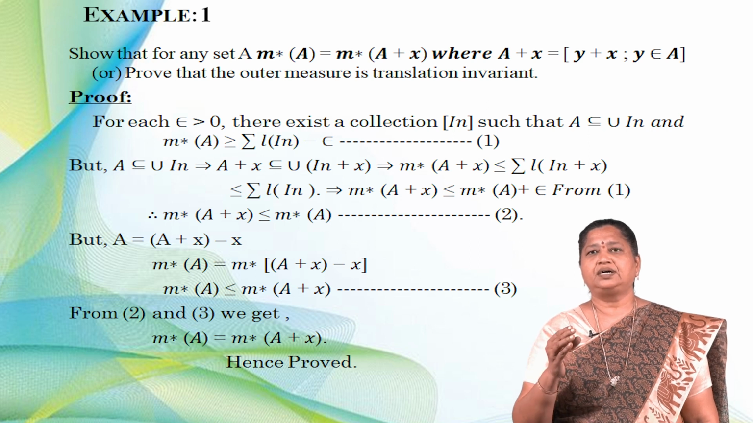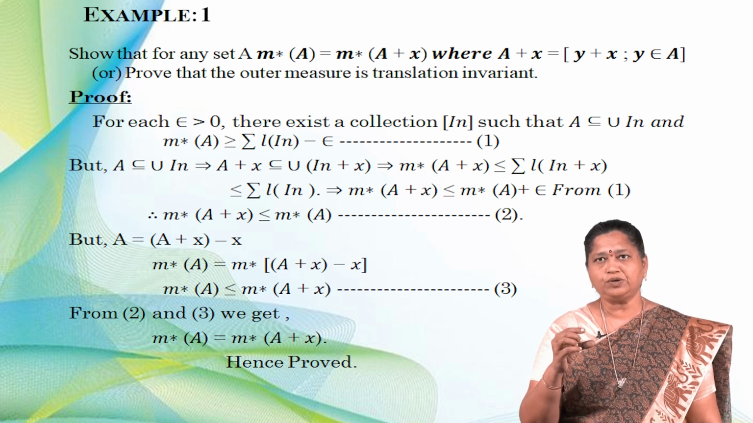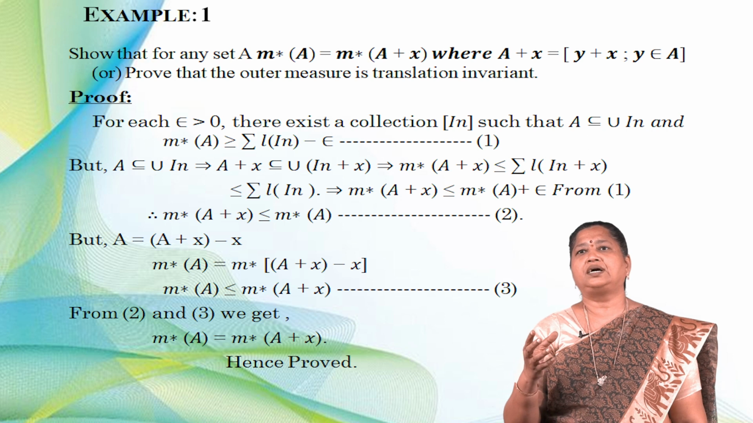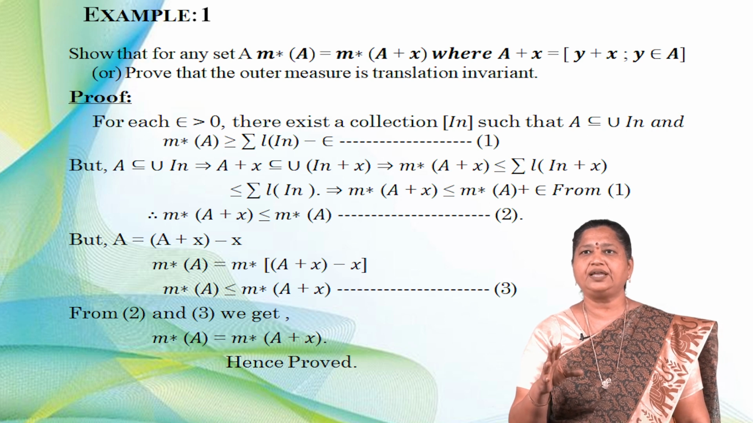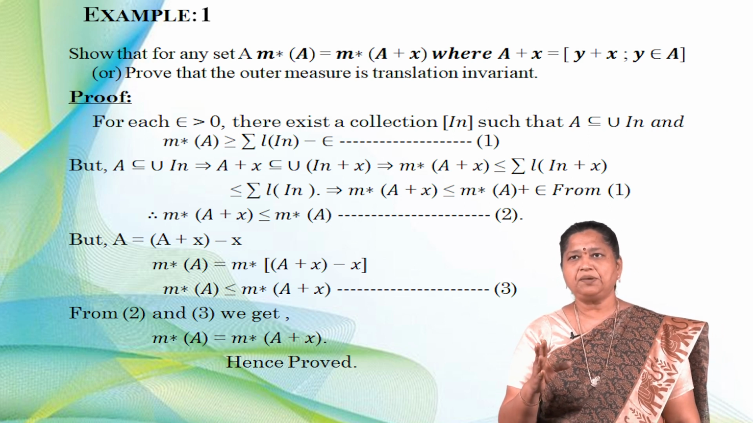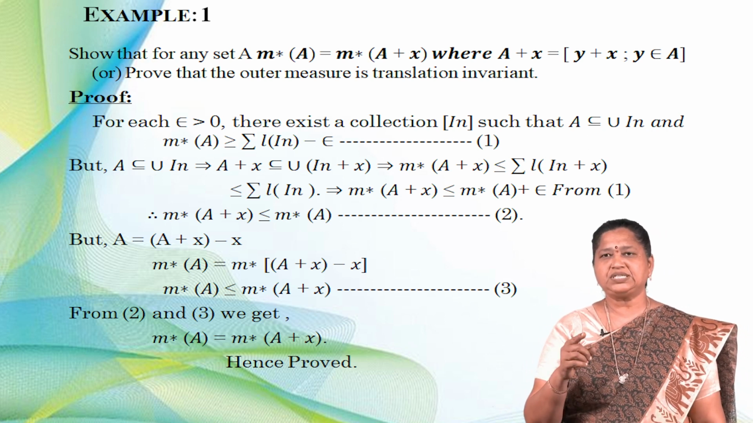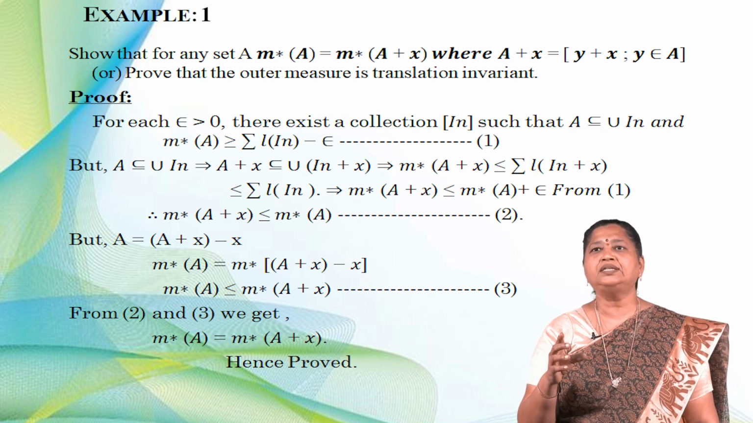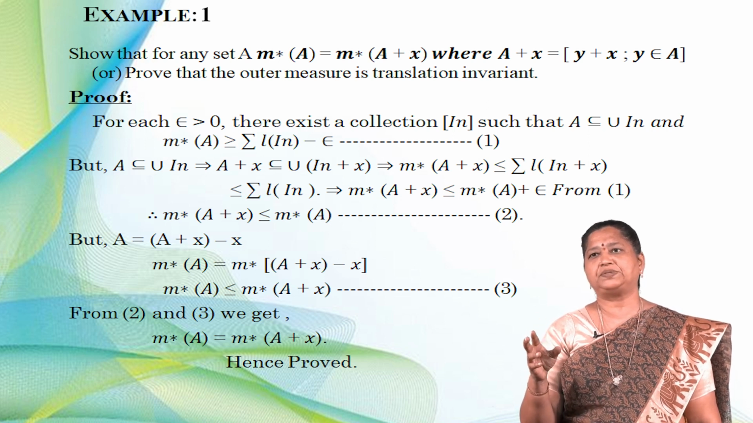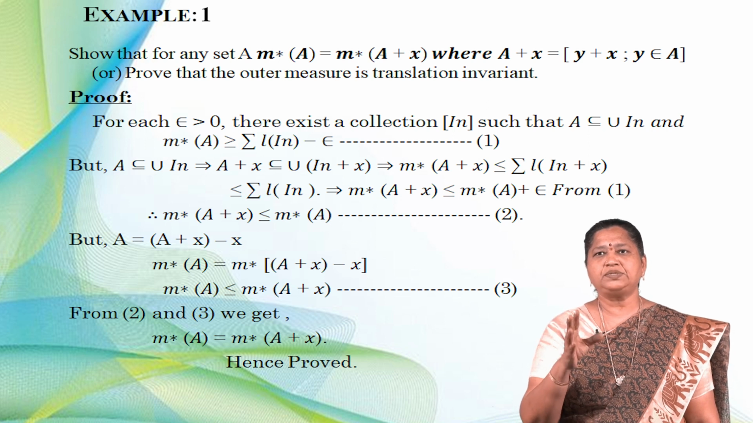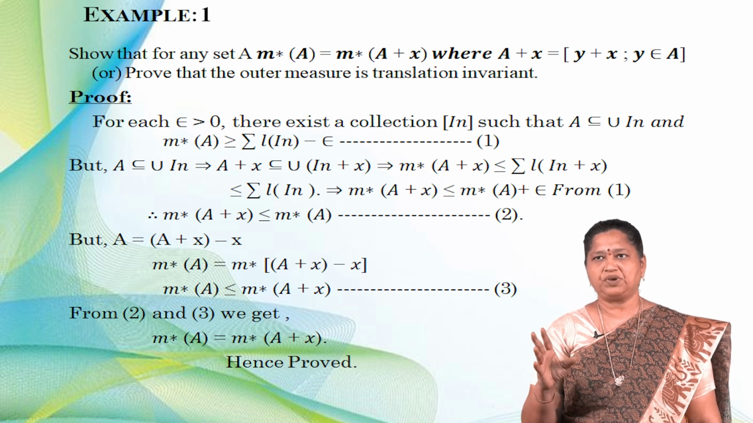The second: already it is given that A is contained in the union of I_n. By using the Lebesgue outer measure, here we add x on both sides. A plus x is contained in the union of I_n plus x. This implies m star of A plus x is less than or equal to the summation of L of I_n plus x, which equals the summation of L of I_n, which implies m star of A plus x is less than or equal to m star of A plus epsilon. So m star of A plus x is less than or equal to m star of A from this equation. That is equation 2.